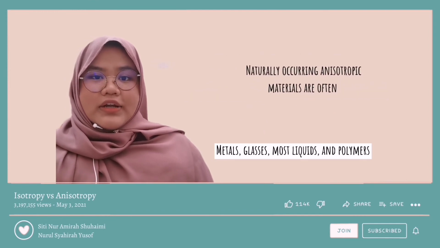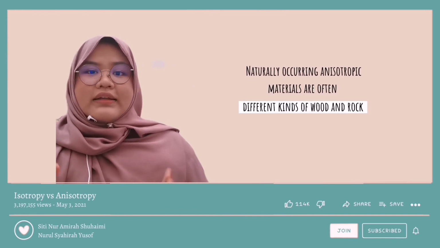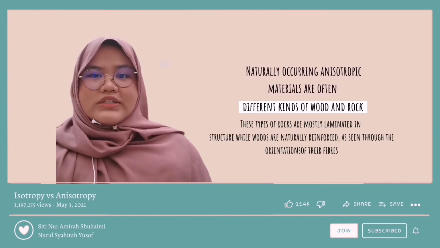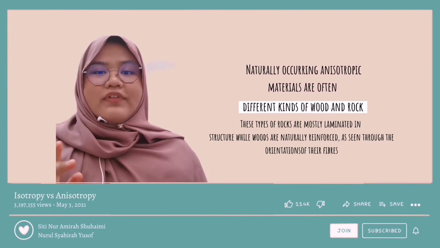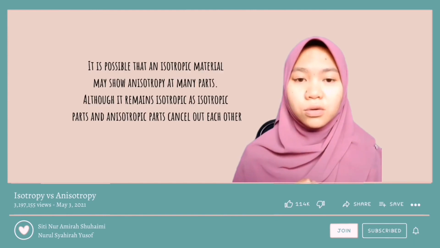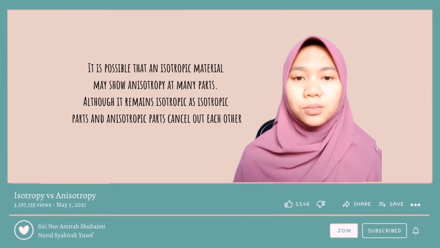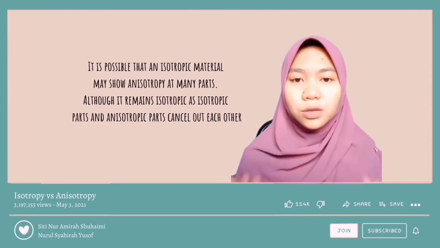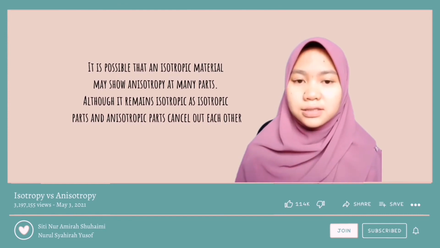And naturally occurring anisotropic materials are often different kinds of wood and rock. These types of rock are mostly laminated in structure, while woods are naturally reinforced as seen through the orientation of their fibers. Okay, did you guys know it's possible that an isotropic material may show anisotropy in many parts, although it remains isotropic as isotropic parts and anisotropic parts cancel out each other.